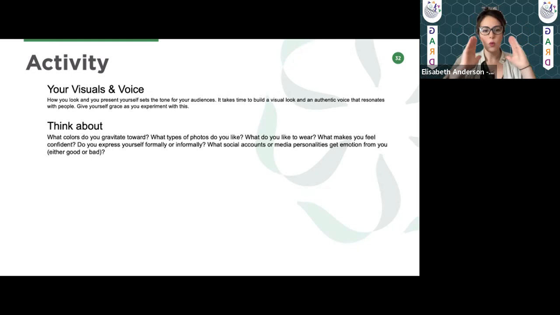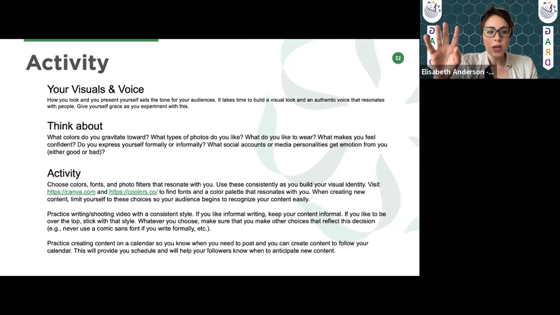So for an activity, you're going to want to choose some colors and fonts and filters or whatever it is that resonate with you. And you are going to use these consistently as you build your visual identity. I have 2 links here, 1 for Canva and 1 at like this weird colors thing, which is really fun. It helps you generate a ton of color palettes just by pushing a space bar. It's super fun. So you're going to want to find fonts and a color palette that resonates with you.